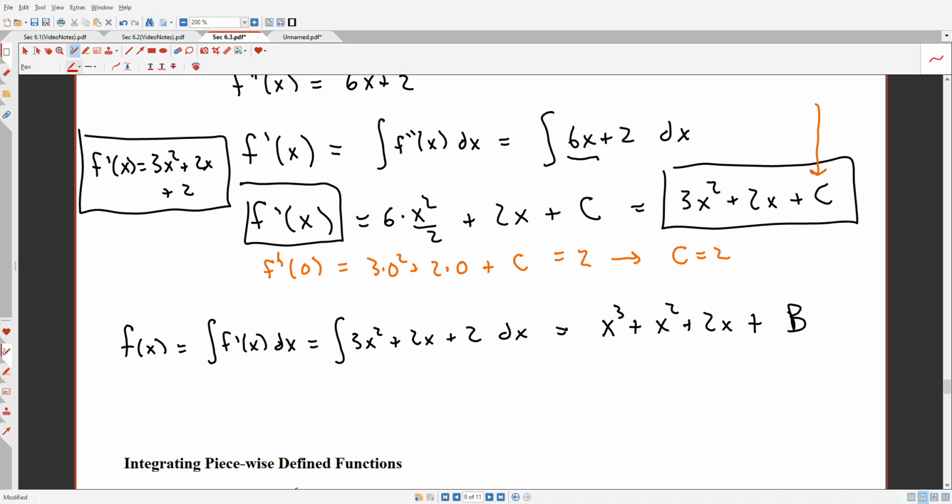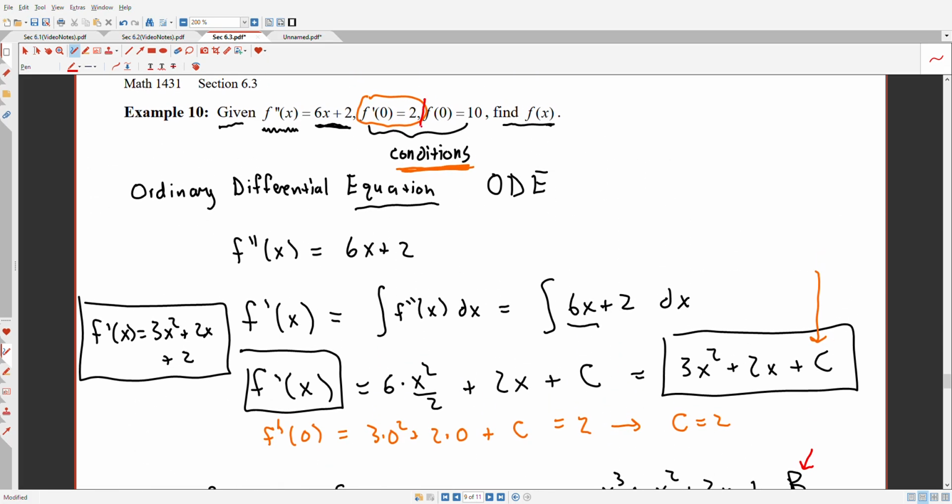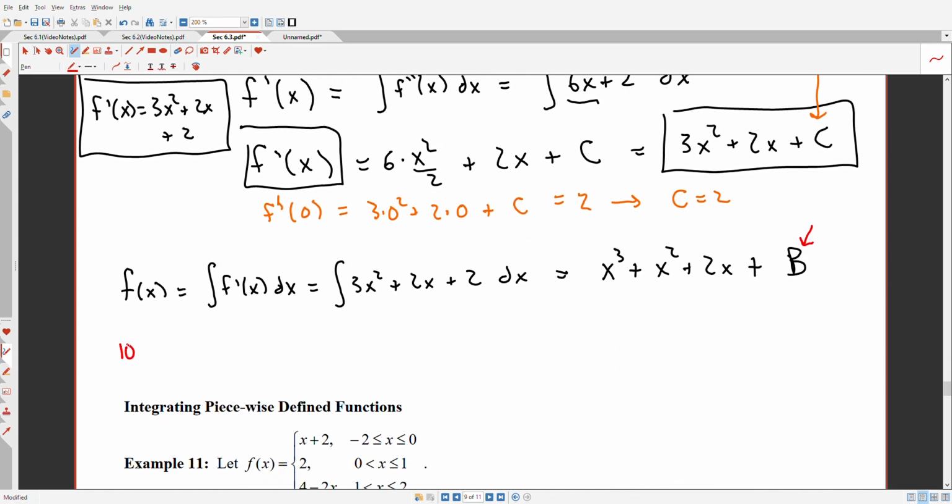And to figure out this constant, we need to use our second condition, f of 0 equals 10. If we plug in 0 into our expression for f, we're supposed to get 10. That's going to be 0 cubed plus 0 squared plus 2 times 0 plus b. If you work all that out, you learn that b equals 10. And so our final answer here, maybe we'll write it in purple, is the function they were thinking of had to be x cubed plus x squared plus 2x plus 10.